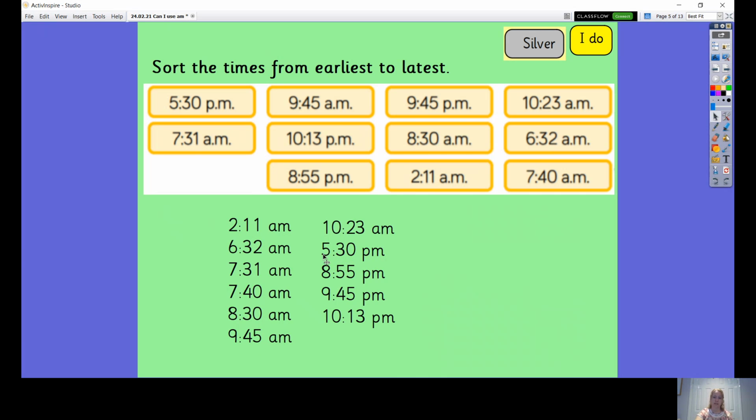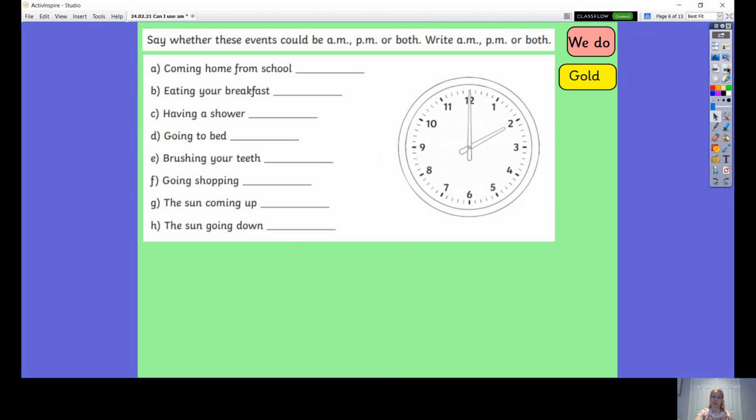5:30 was my earliest PM time. I should say, sort of tea time-ish. 8:55, but lots of you are in bed by then. 9:45 is a bit later again, and 10:13 is the latest one on there. Okay, so well done if you've got those right. Let's move on to the next bit.